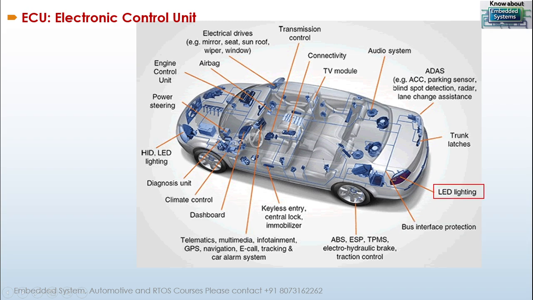Then your tail lamps, LED tail lamps, including your indicators, stop lamps, tail lamps, all those things can also be controlled by our ECU. Then trunk latches. Again, the best example, I'll take the Tata Curvv. You might have seen that by waving your hand or your leg, you can open and close the boot space door.